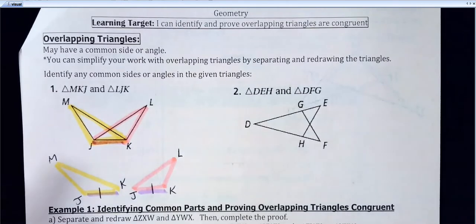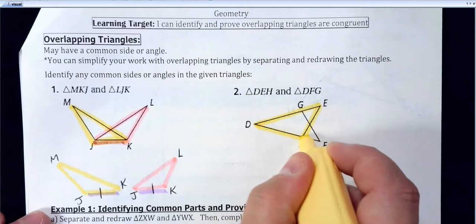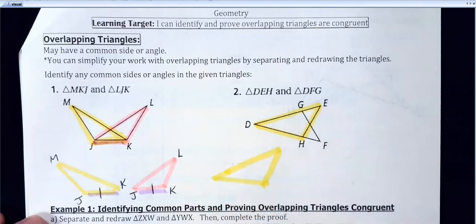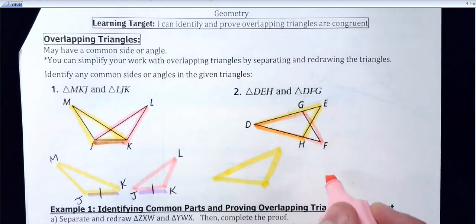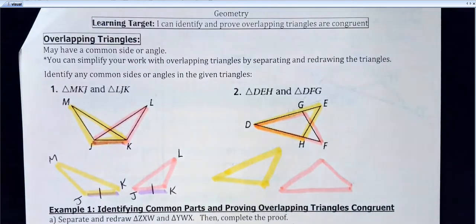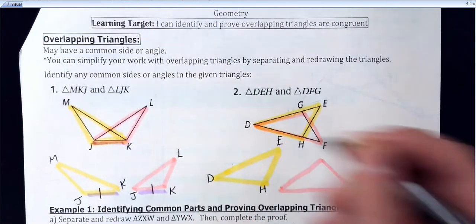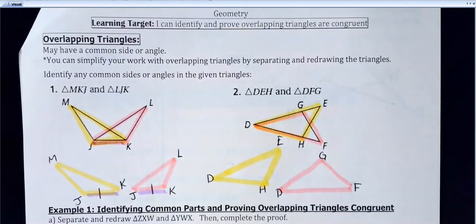Now, this one is a little bit different. So DEH would be here. And again, I'm going to try my best to draw it separated. It doesn't have to be perfect. I'm just trying to give myself a little bit of an idea. Just draw the two separately. And so my yellow one was the DEH, and then my pink one is the DGF. Can you guys tell, maybe looking at the original picture before I separated them, what those two triangles have in common?